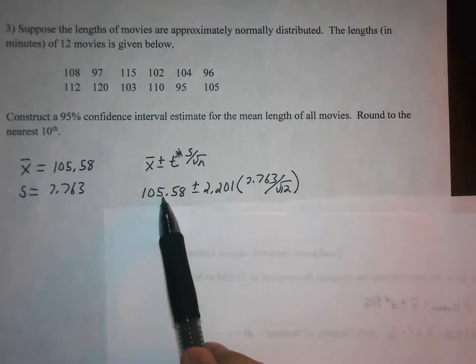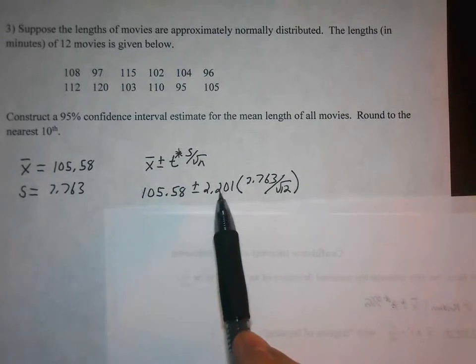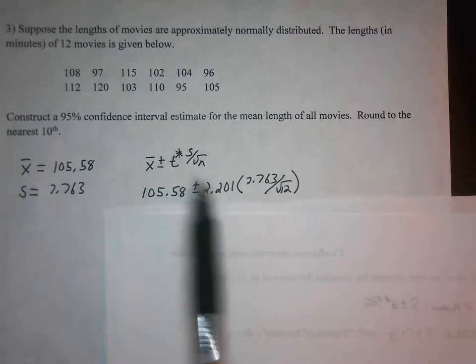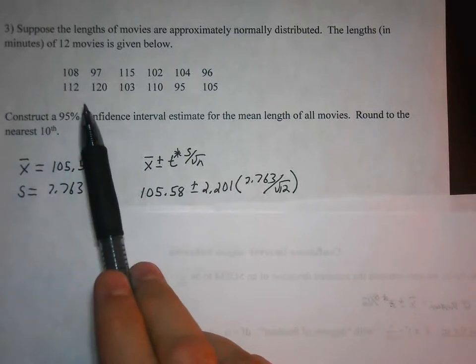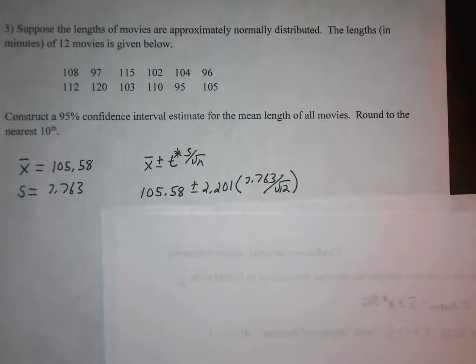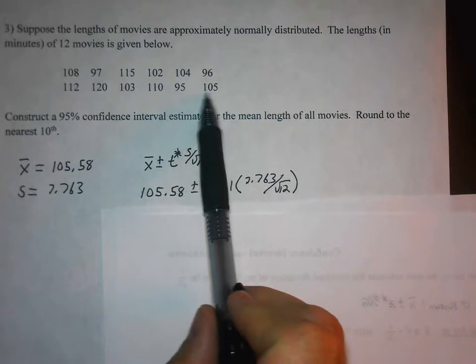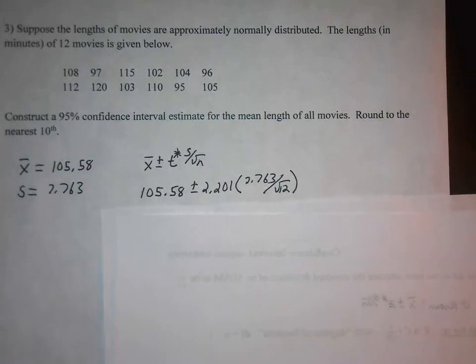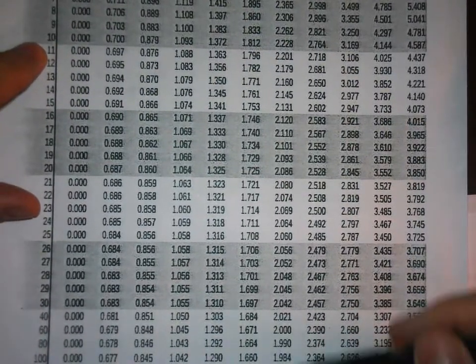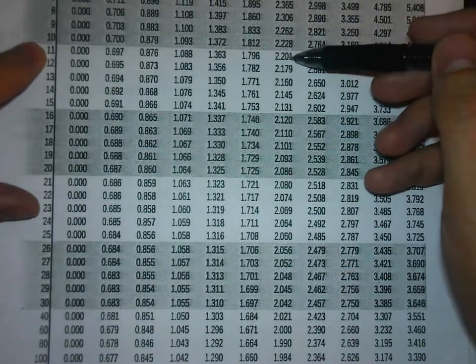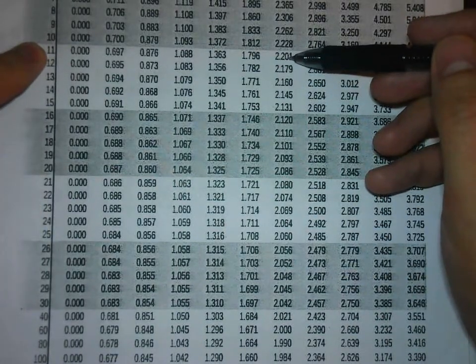Okay, so here's your sample mean, 105.58. Now your t-star value is 2.201. So that's the 95% confidence interval, and there are 12 values in the sample size. So that's 11 degrees of freedom. So a 95% confidence level with 11 degrees of freedom, that one shows up right here. So 95% confidence gives you 2.201 in the table.